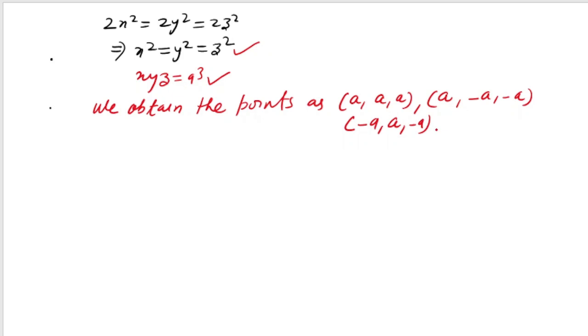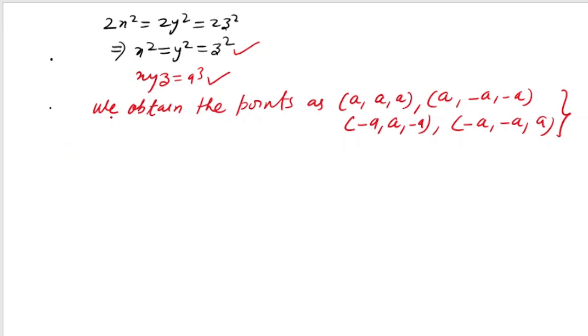So basically what we are doing, out of the three variables, we are taking two of them as negative and one of them as positive, so that xyz is equal to a cube. And as you can guess, one of the points will be minus a, minus a, and a. So we have got these 4 points. These are the 4 critical points or stationary points.